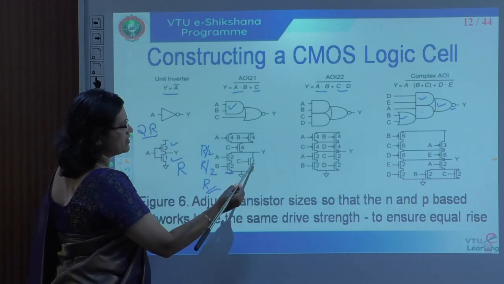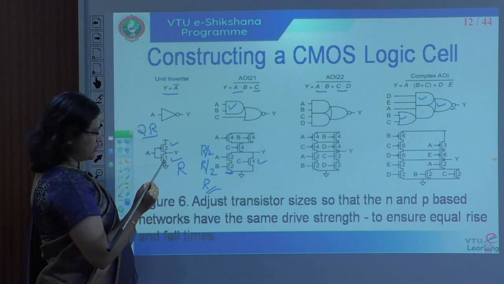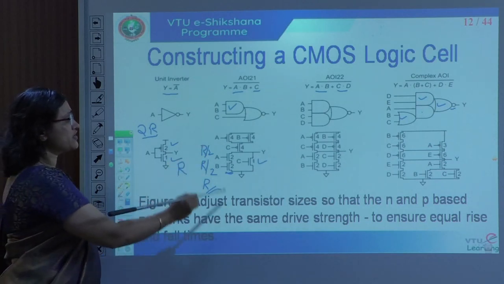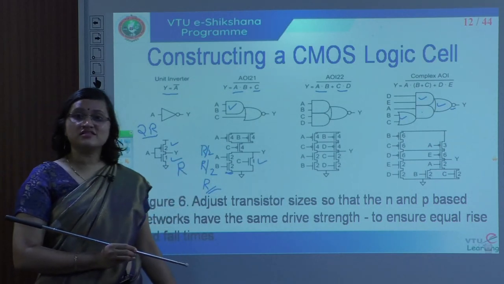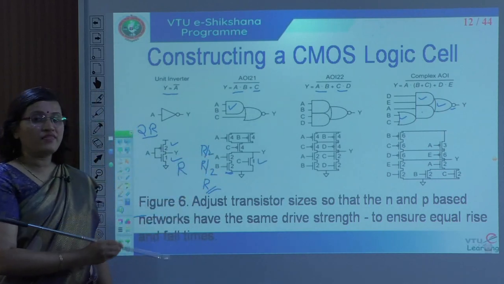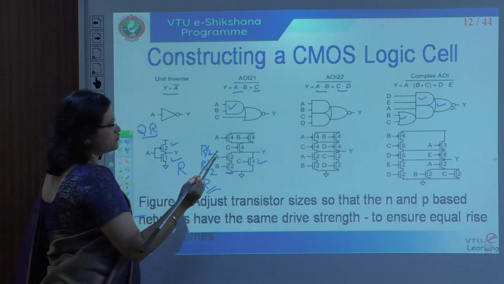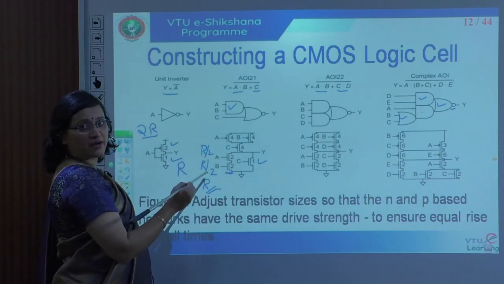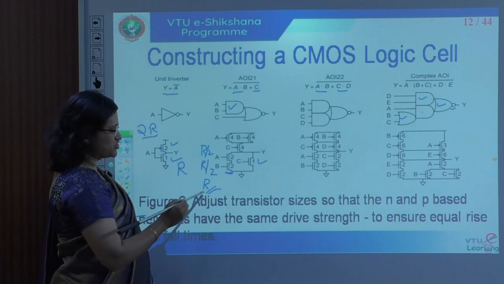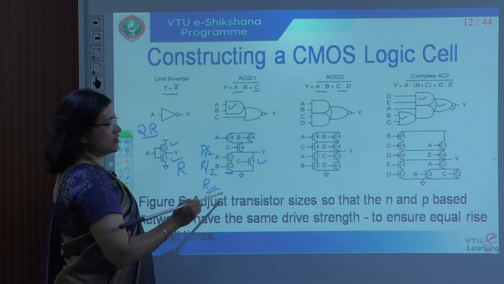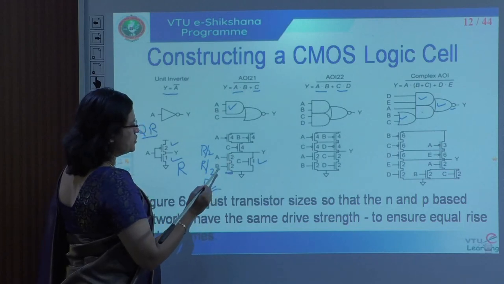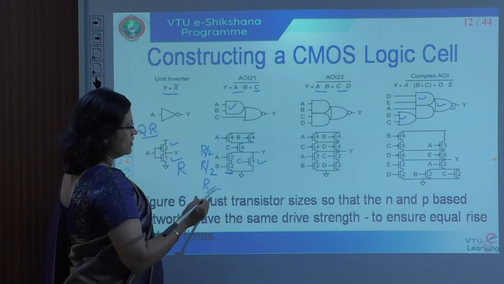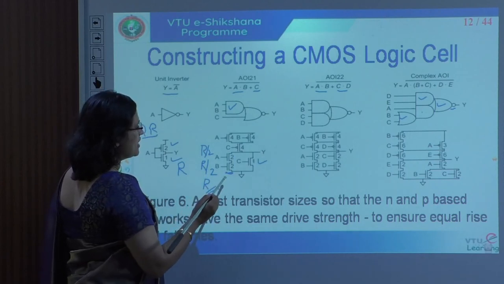But here C is only one transistor. That's why, with reference to this, we have taken the width as 1. Suppose you ask a question: there are three transistors in series, for example. Then what width do we have to take? We have to take the width as 3, 3, 3. So internally it will become R by 3, R by 3, R by 3, and we can achieve a unit resistance R. For this case, we have taken 2 as the width of the NMOS transistor, R by 2 and R by 2, and we get the unit resistance R.